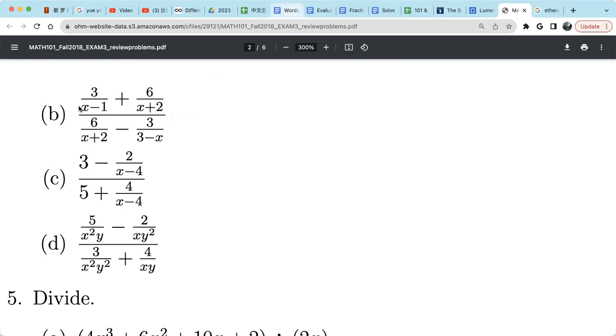B, we see that maybe we do separately, the numerator and the denominator, we're dealing with them separately. We do the same thing as A. We see x minus 1, x plus 2. So we want to multiply x plus 2 over itself for the first one, x minus 1 times x plus 2. And for the second one, well, it's addition, right? Addition, we want to add those two fractions. And for the second one, we want to multiply x minus 1 divided by x minus 1.